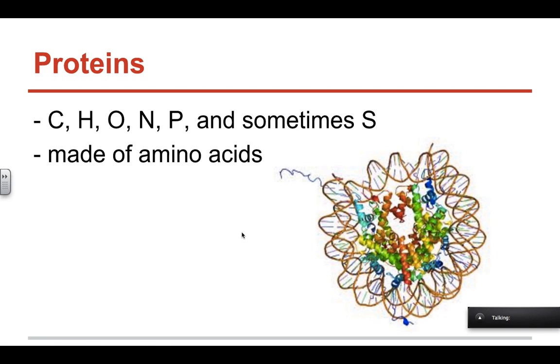Proteins are much more complex. They're made of carbon, hydrogen, oxygen, nitrogen, phosphorus, and they sometimes have sulfur. The building blocks for proteins are amino acids. This is a 3D rendering of a protein, right, that's computer generated, showing all of the multiple complexities in a protein. There's different types of folding. There's different ways that these elements are put together to make a protein. And proteins go through 4 stages of folding in order to get their very specific shape, right? And their shape is very important to how they function.